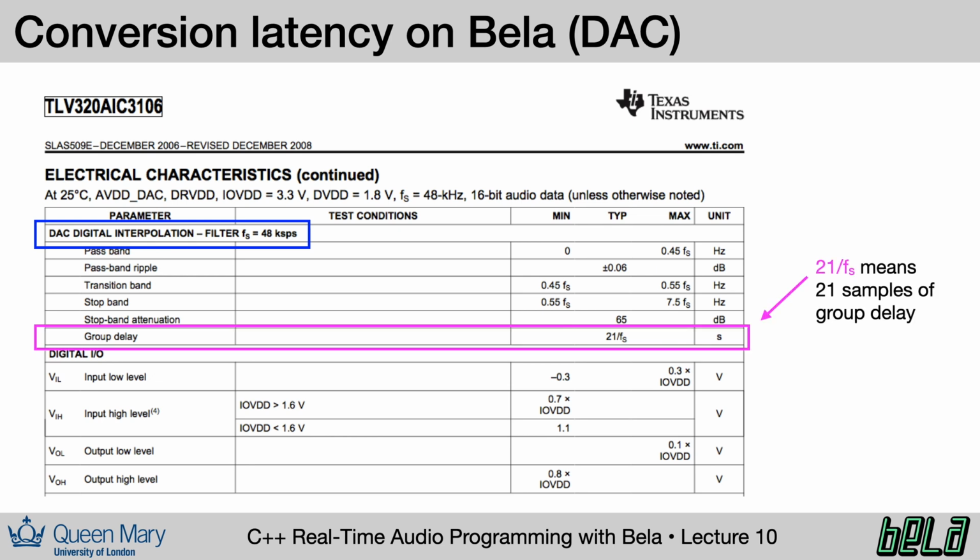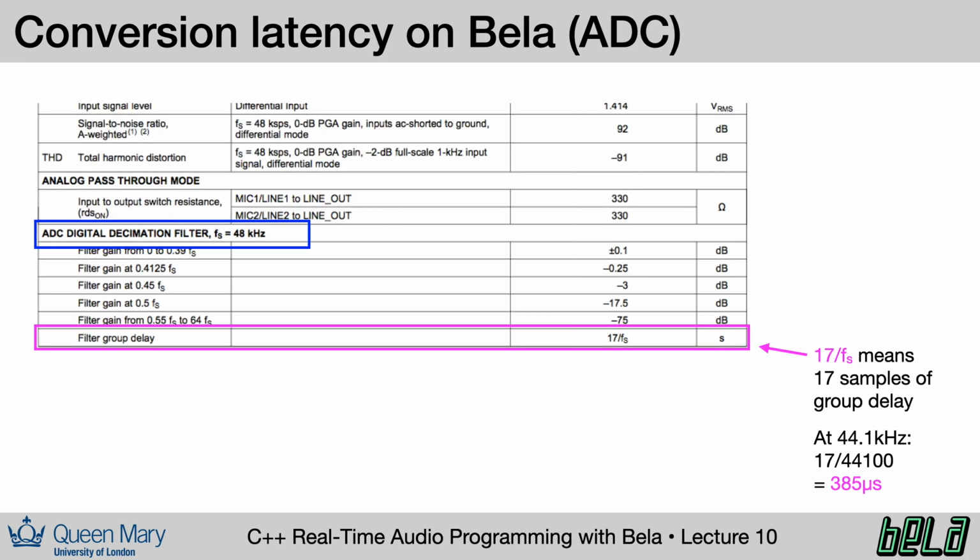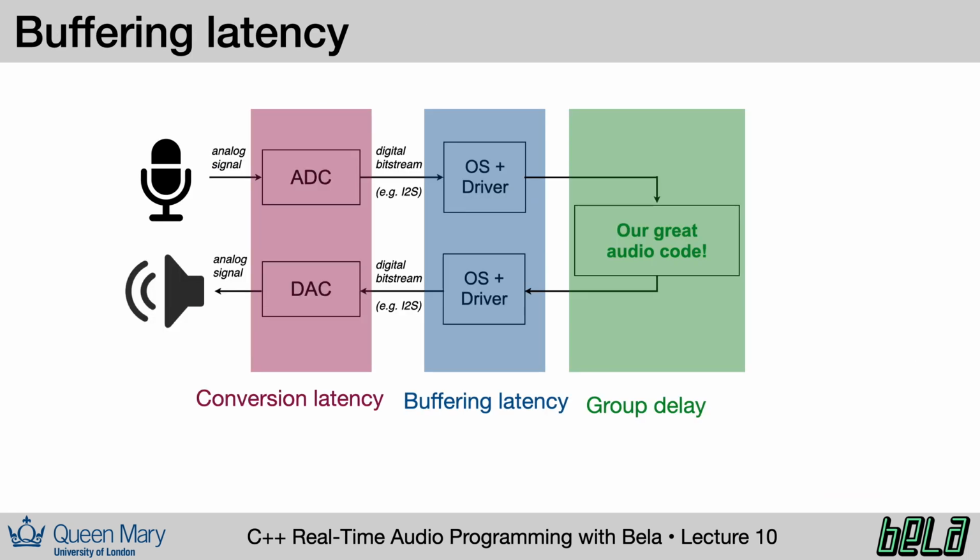We can see that it's measured as 21 divided by fs seconds. What this means is that the DAC introduces 21 samples of latency, and that the amount of time in seconds this corresponds to will depend on the sample rate. In the case of 44 kHz, this latency would be 476 microseconds. We could look at the same thing for the analog to digital converter. We see that this filter introduces 17 samples of latency, which at 44 kHz is 385 microseconds. Therefore, our round-trip latency will be around 850 microseconds or so.